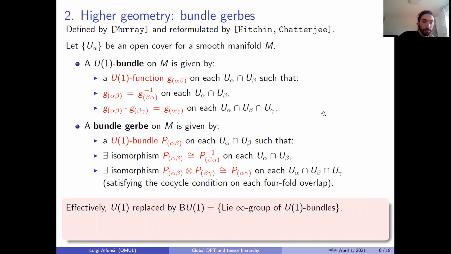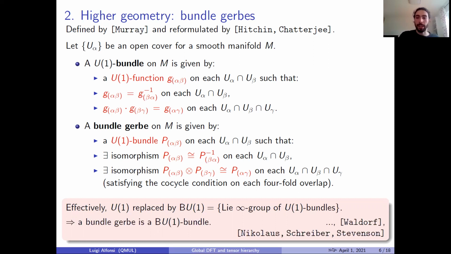Effectively, we can think about it as a principal bundle where the structural group U1 is replaced by a Lie infinity group, which is the Lie infinity group of U1 bundles. So I will equivalently call a bundle gerbe a BU1 bundle, a higher principal bundle.